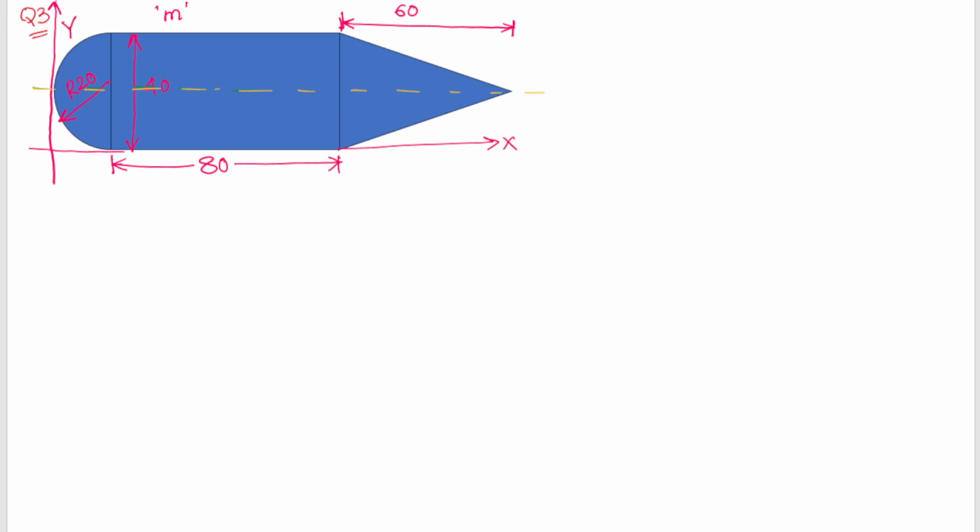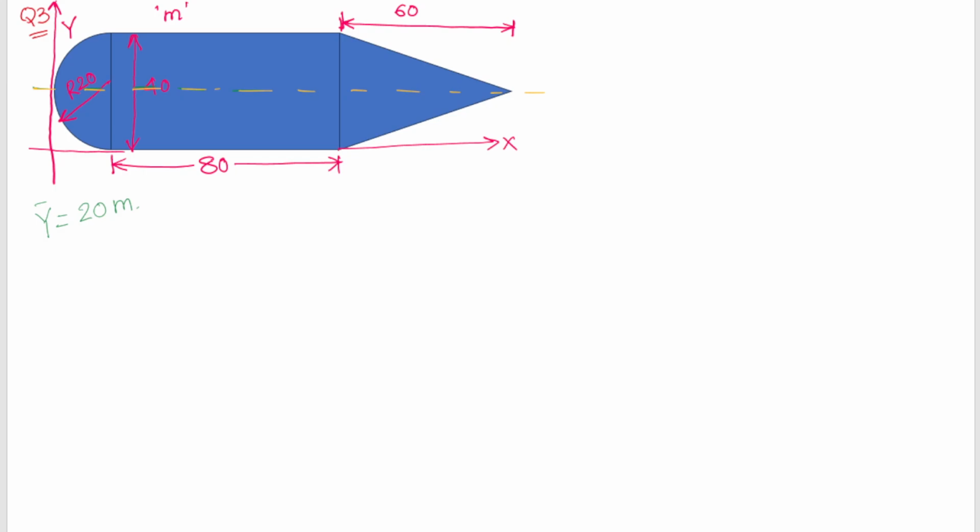So in this scenario, there is no need to find out the centroid location in the y direction, because it is obvious it is going to lie at a point which is exactly at half of the distance, since we have an axis of symmetry. So the entire height is 40, so I'm going to write y bar is equal to 20 meters. Now we need to find the centroid of this composite geometry in the x direction.